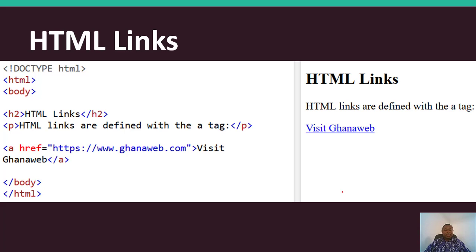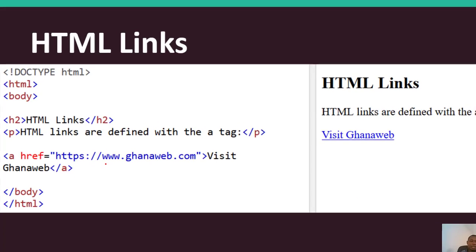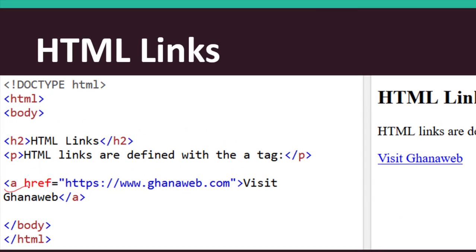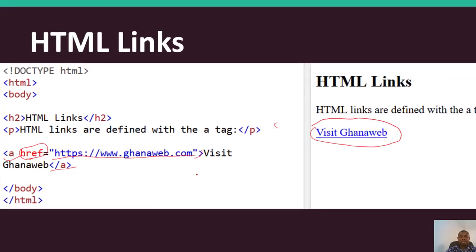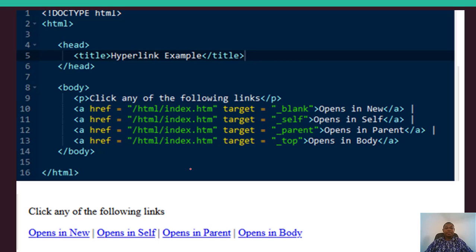So HTML links are defined with the anchor tag. If I want to visit Ghana web, I will just define my tag with my href, and then this is the web address. Then I close it over here, and then I have the text visit Ghana web. Within the browser, it will come like this, Ghana web. There are different types of HTML links.